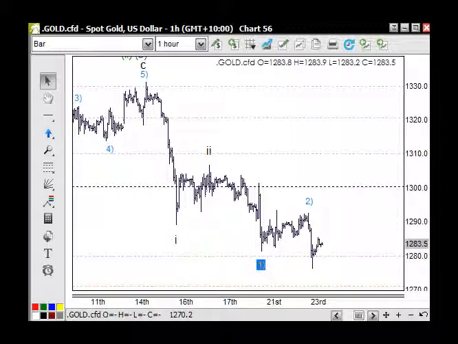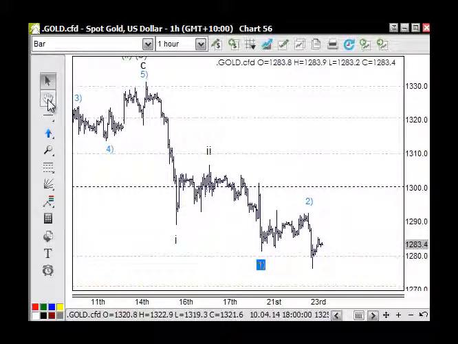Welcome to Commodities, and here we're looking at gold. Yesterday we were looking at this particular pattern moving up through here, and possibly a retest even higher, but it wasn't the case. So it's moved down in line with the larger wave count that we've got through here.